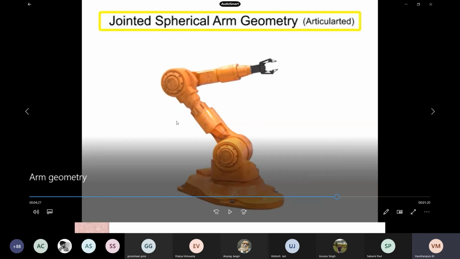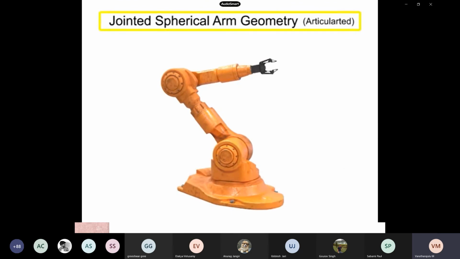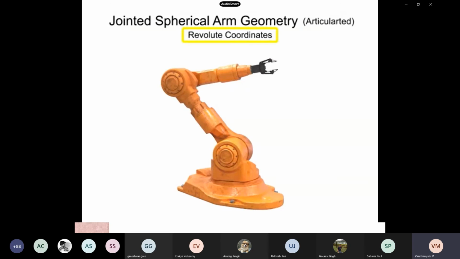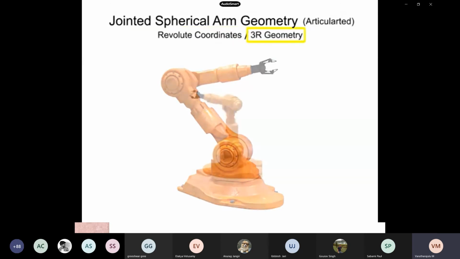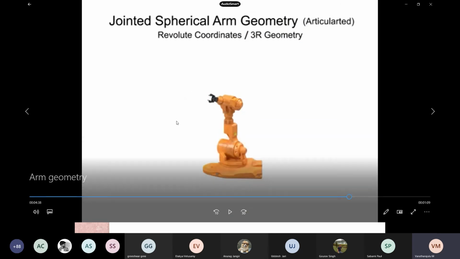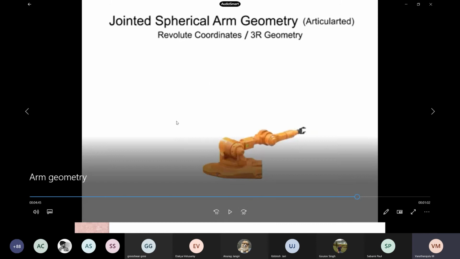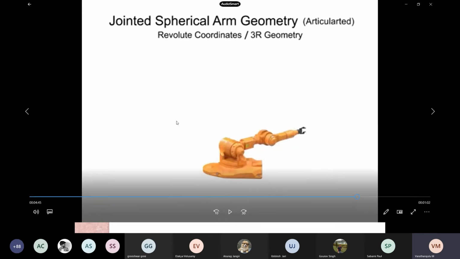This is the fourth geometry, that is jointed spherical arm geometry. Jointed spherical arm geometry robots have rotation in three directions, use revolute coordinates, and are given the designation of 3R. Please remember the notation, 3R. They are one of the most popular types of robotic arms and most accurately mimic the movement of the human arm. It copies how the human arm rotates and works.